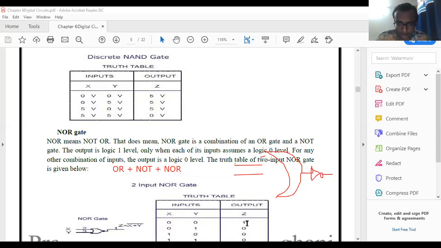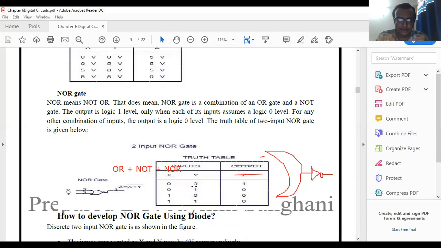Here 0 0 applied, then output is 1. 0 1 applied, output is 0. 1 0 applied, output is 0. 1 1 applied, output is also 0. Why? Because when 0 0 is applied, the OR output is 0, and the complement of 0 is 1. For 0 1, the OR output is 1, but the complement of 1 is 0. Similarly for 1 0, the OR gate output is 1, but the NOT gate output is 0. That's why 0. And for 1 1 the output is 0.